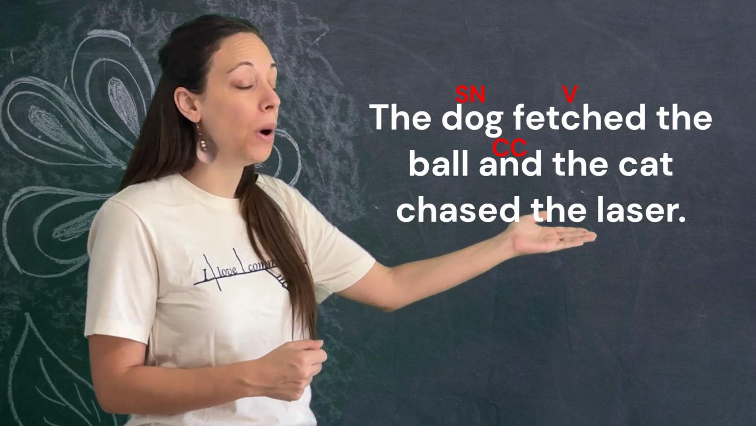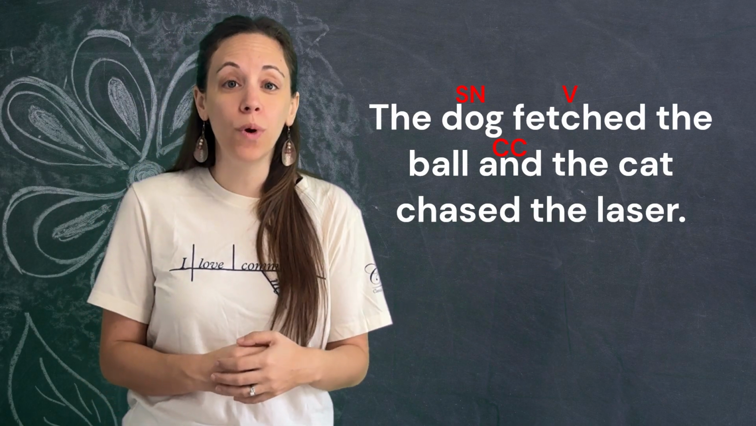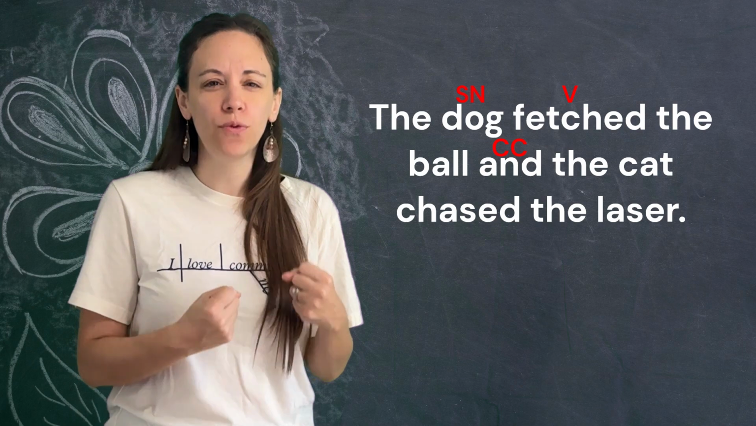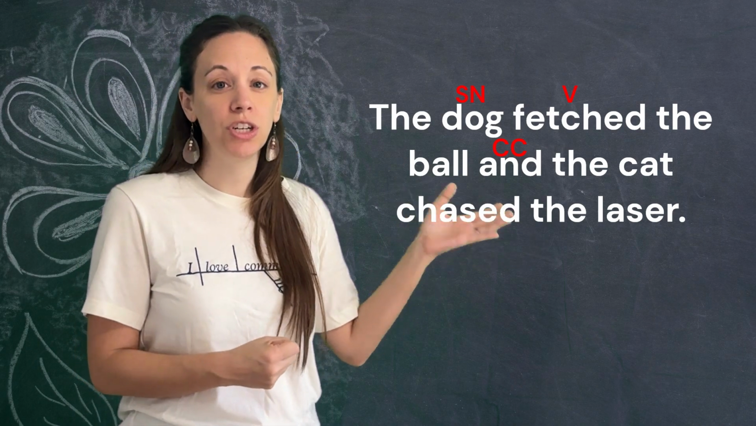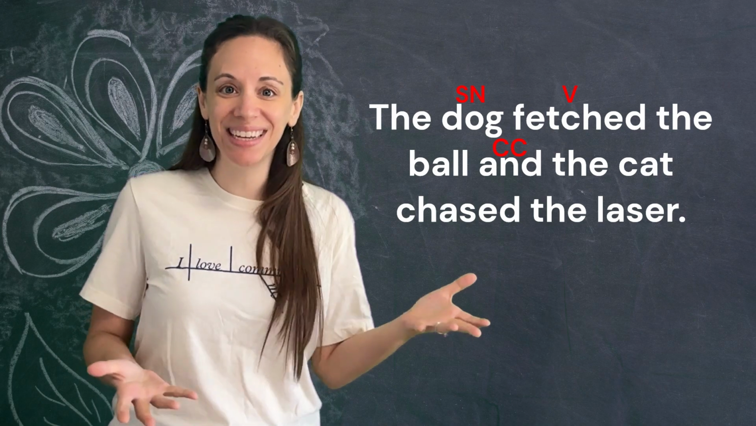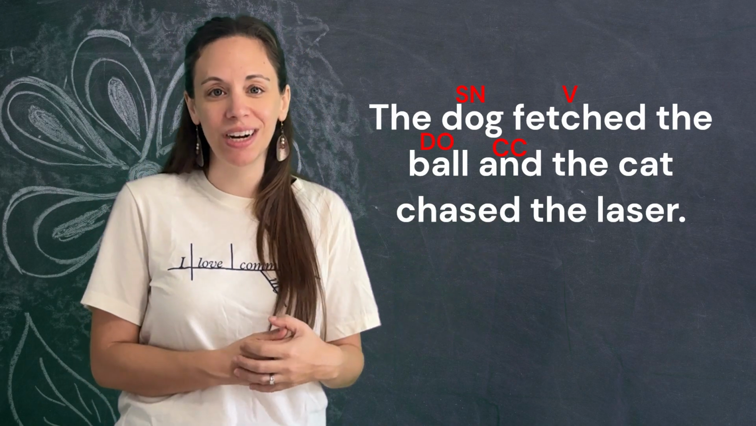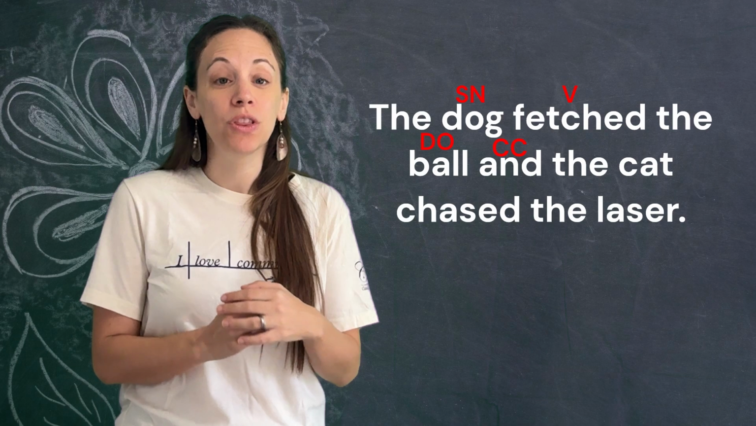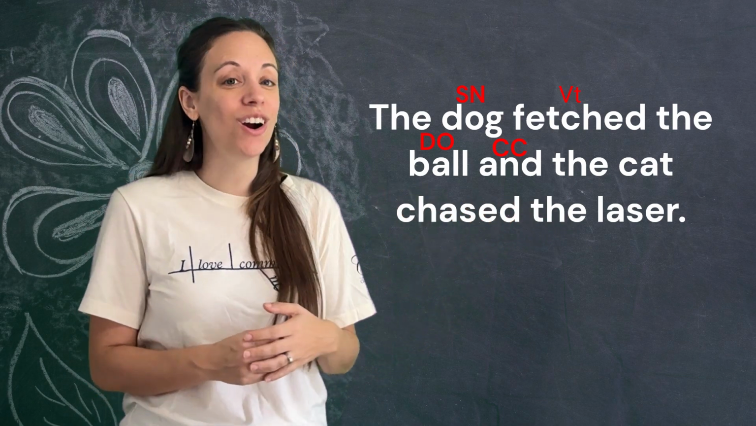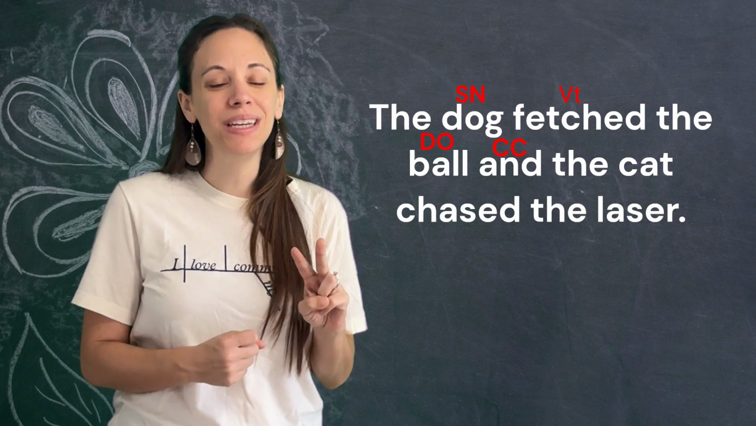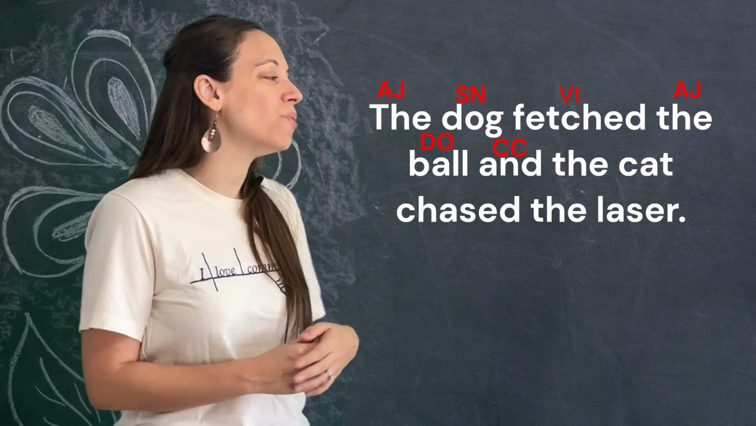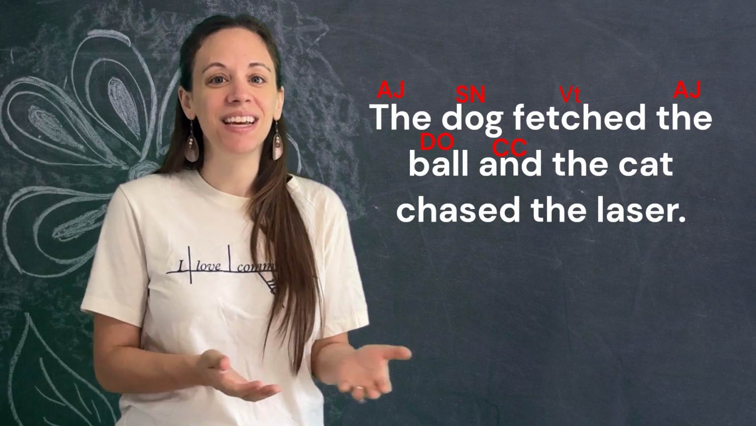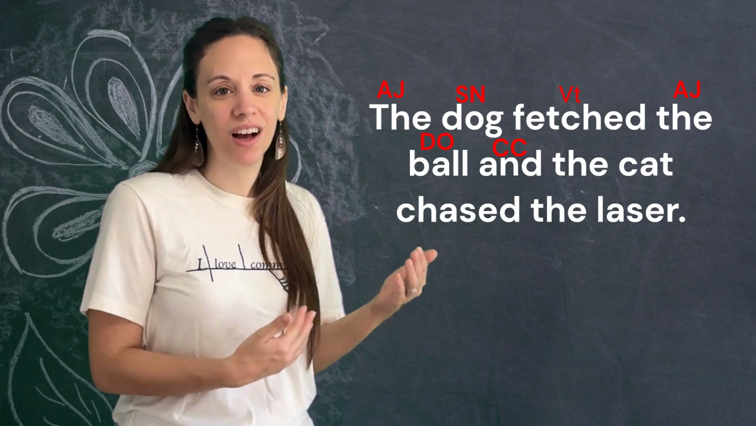Dog fetched ball. Now, before we can identify what ball is doing in this sentence, we need to see, does ball receive action from our verb? The verb is fetched. Does ball receive action from fetched? It does. So in this case, ball is the direct object of our sentence, which means that fetched is a verb transitive. So the only words we have left in this independent clause are the word the twice. And we know that the word the is one of our article adjectives, so we can label both of them AJ for adjective. So we're done with that first independent clause.